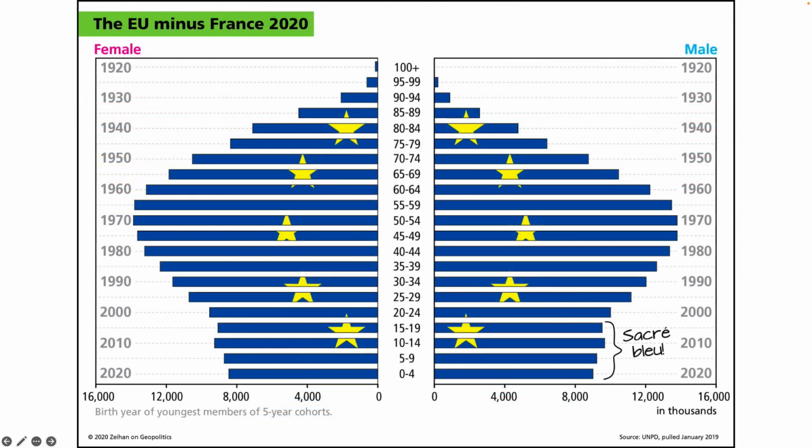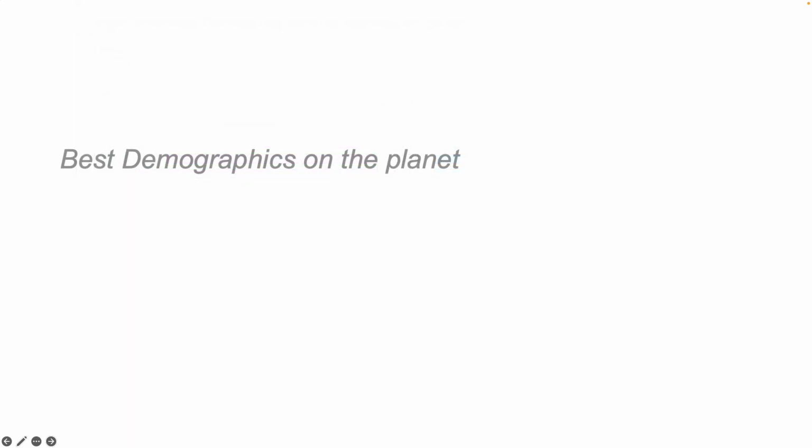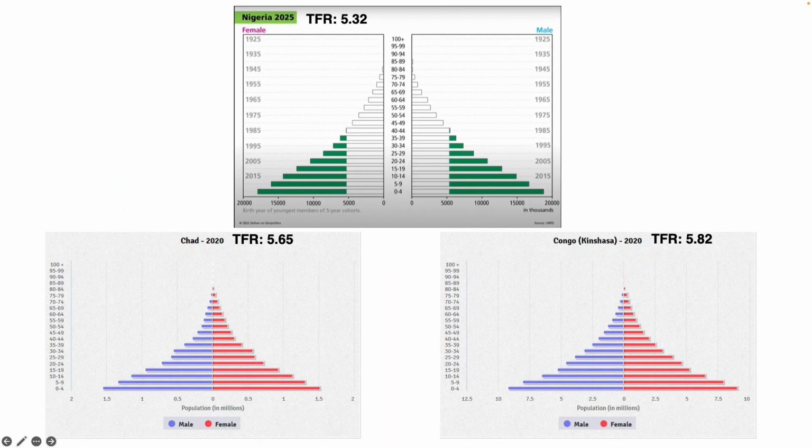The problem is not limited to Germany and Italy. Take France out of the equation and the entirety of the EU is having demographic challenges. In fact, take the US out of the collective Western countries, and it's clear everyone is having demographic challenges. Again, notice no millennials. So who has the best demographics on the planet? Countries in Africa and the Middle East have the classic demographic pyramid.